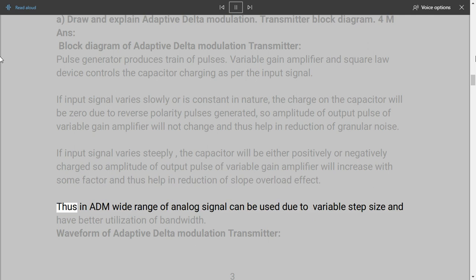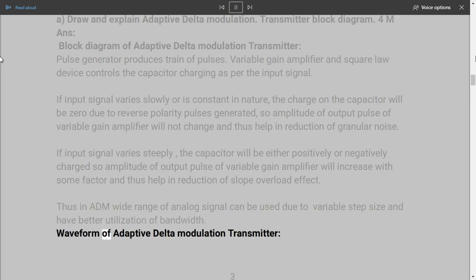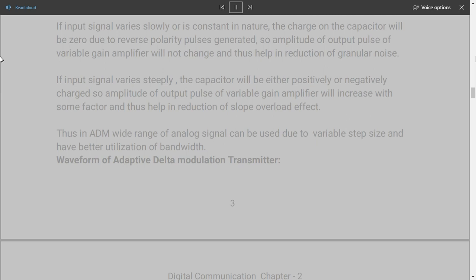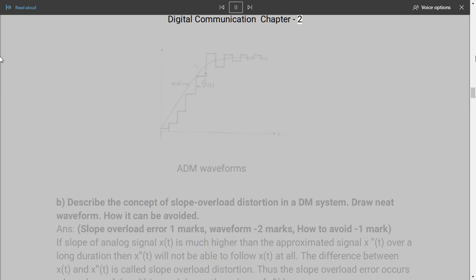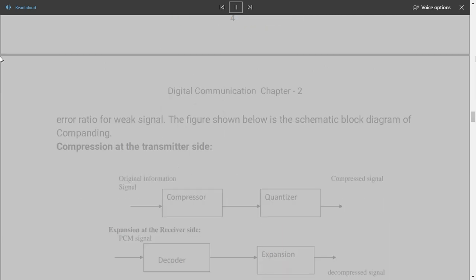Thus in ADM, a wide range of analog signal can be used due to variable step size, with better utilization of bandwidth. Waveform of adaptive delta modulation transmitter. Digital Communication Chapter 2. ADM waveforms.